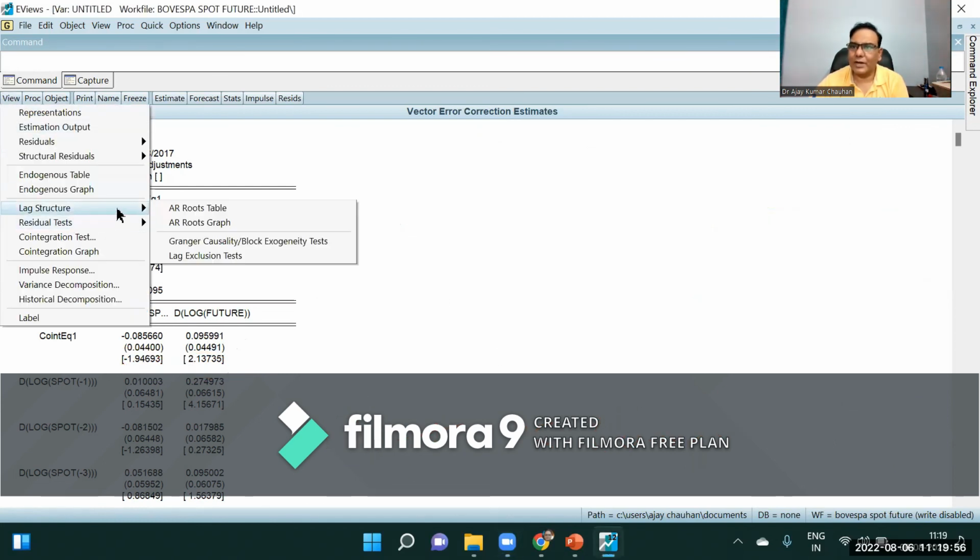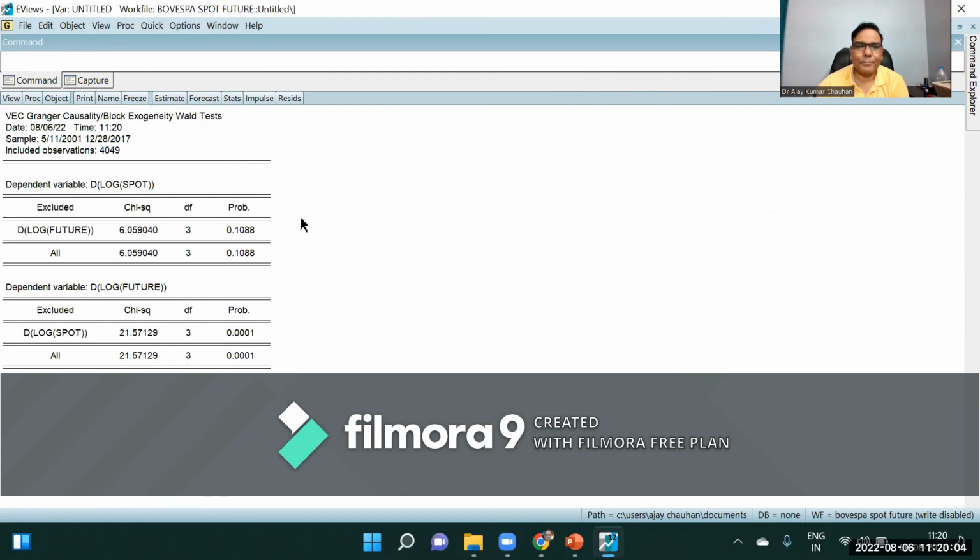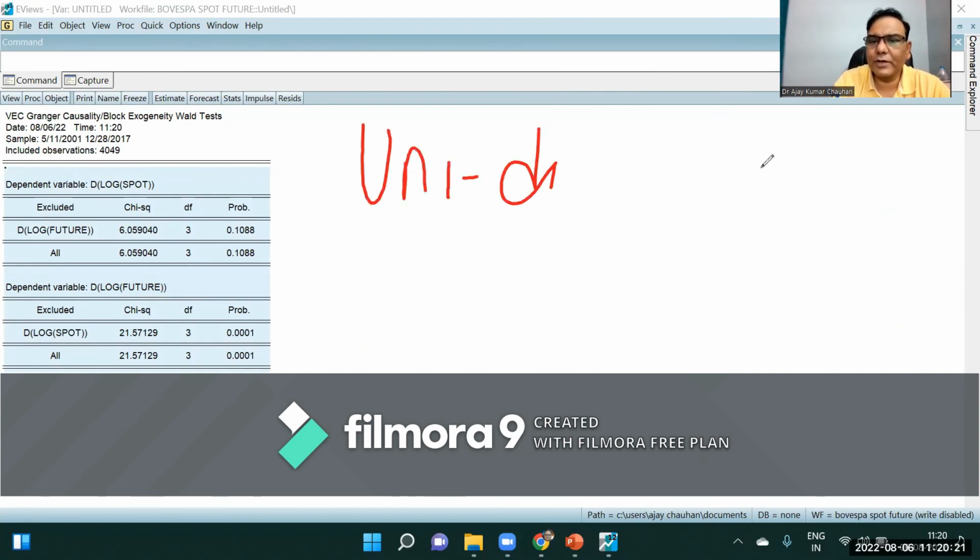The same way we'll do in VAR. We can go to the lag structure, lag causality. And here we can conclude that there exists error correction only by one side. So we can say it is a unidirectional causality.